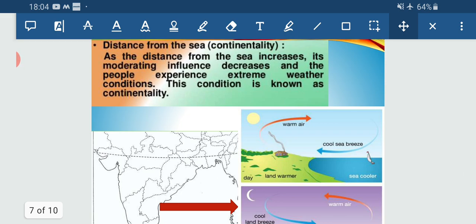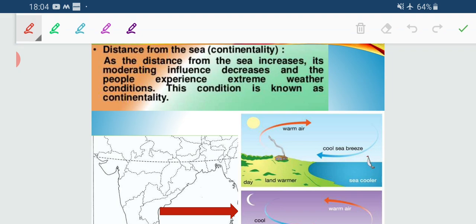Here you can see the map of India is already given. Now the factor is distance from the sea. The places which are located near the oceanic surface, that means the coastal areas, continuously get the influence of two breezes. One is land breeze and another is sea breeze. During the daytime, sea breeze moves from sea to land, and during the night time land breeze blows from land to sea. So what is the effect of this?